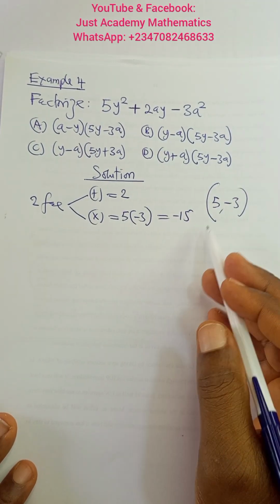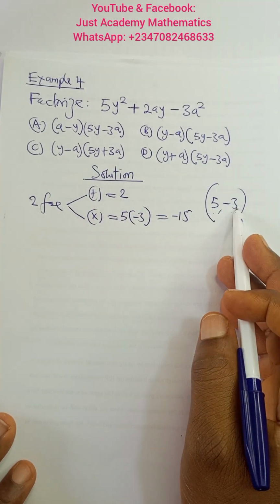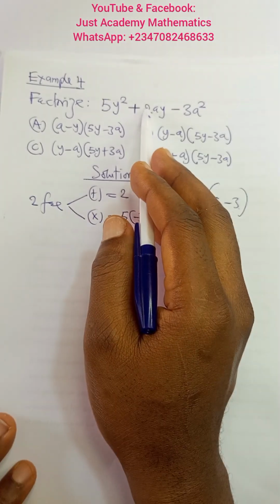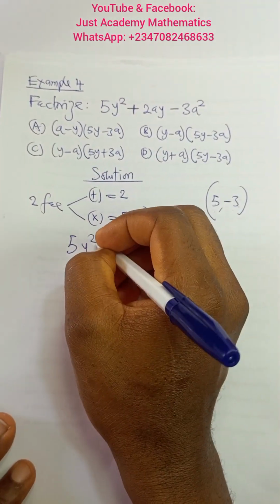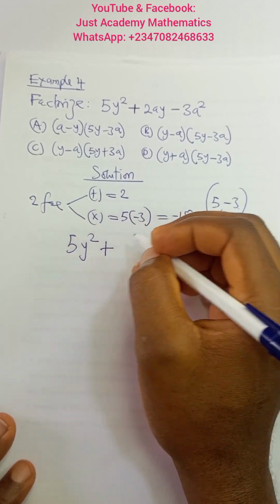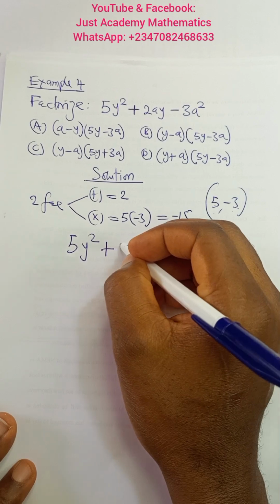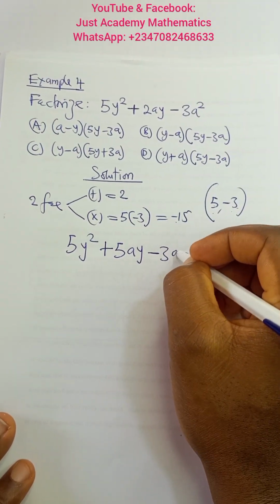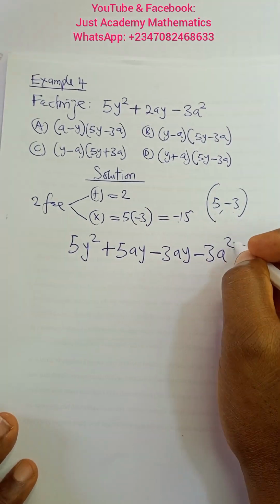That should be the two numbers. 5 minus 3 is 2. 5 times minus 3 is minus 15. So we'll use this 5 and minus 3 to replace this one at the center. So this is what we'll have now: 5y squared plus, in the place of this 2ay, we'll replace it with 5ay minus 3ay, then minus 3a squared.